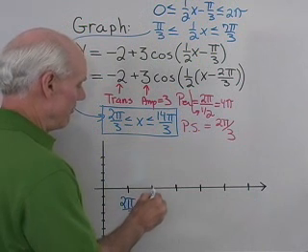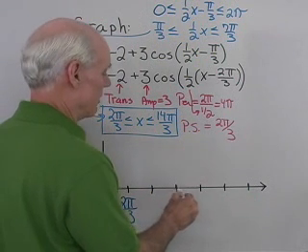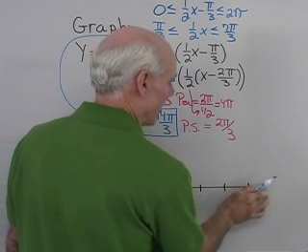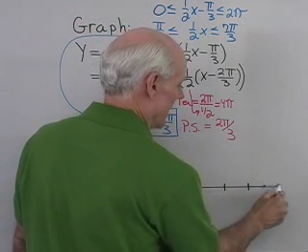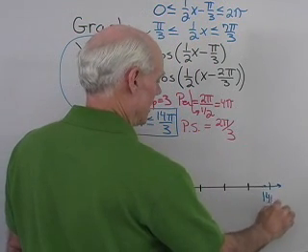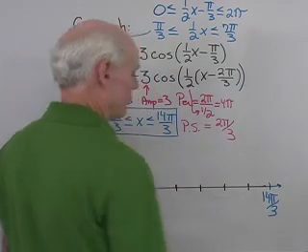2 pi over 3, 4 pi over 3, 6 pi over 3, 8, 10, 12. I didn't go quite far enough here. Let me extend my axis, and I'll end up right there. That looks about right. 14 pi over 3.